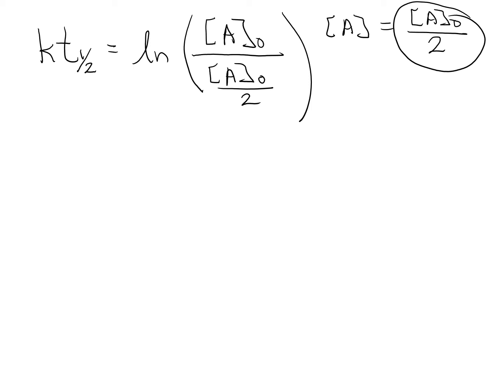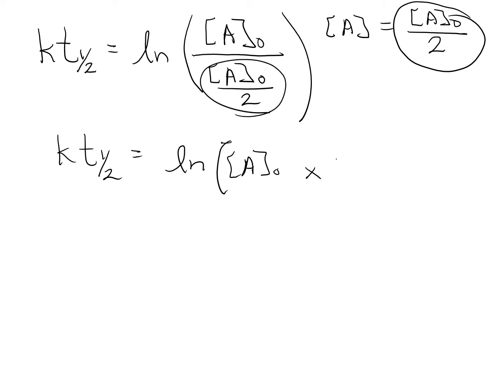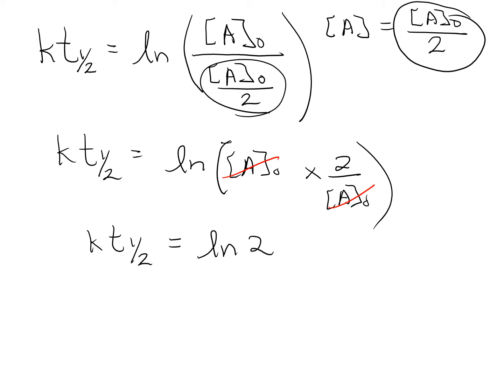So let's think about what's in the parentheses for a moment. So I have k t1/2 is equal to natural log. So we just have A naught divided by A naught divided by 2. So I'm going to take my lower fraction and invert and multiply. So you can see that the original concentration does not have anything to do with it. And so I now have the constant multiplied by the half-life, natural log of 2. So my t1/2 is equal to the natural log of 2 divided by k.